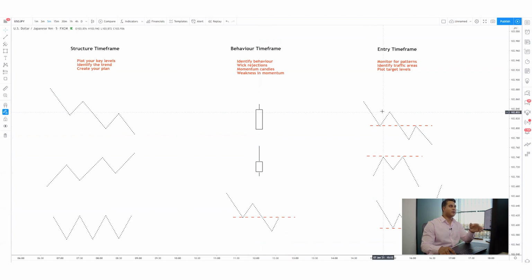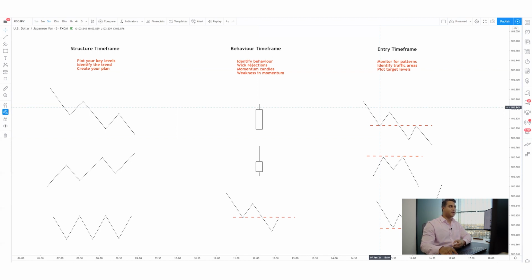Your entry time frame is to monitor for patterns. That is it. Very simple. Identify traffic areas. So if you're taking a buy or a sell, make sure you've got enough range to go break even before you run into problems, and then look for your targets. That's all your entry time frame is for.